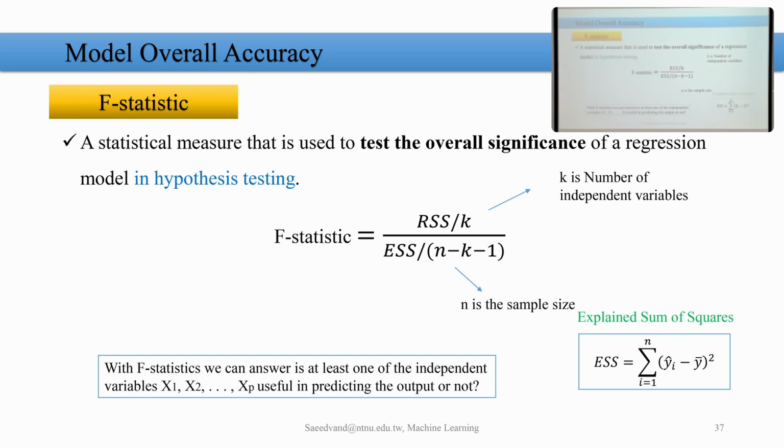So with the F statistic, we can answer whether at least one of the independent variables is useful in predicting the output or not. The most important concept it gives us says, okay, based on this y that I have, at least one of these is important or not. Or did I choose independent variables that are all useless?